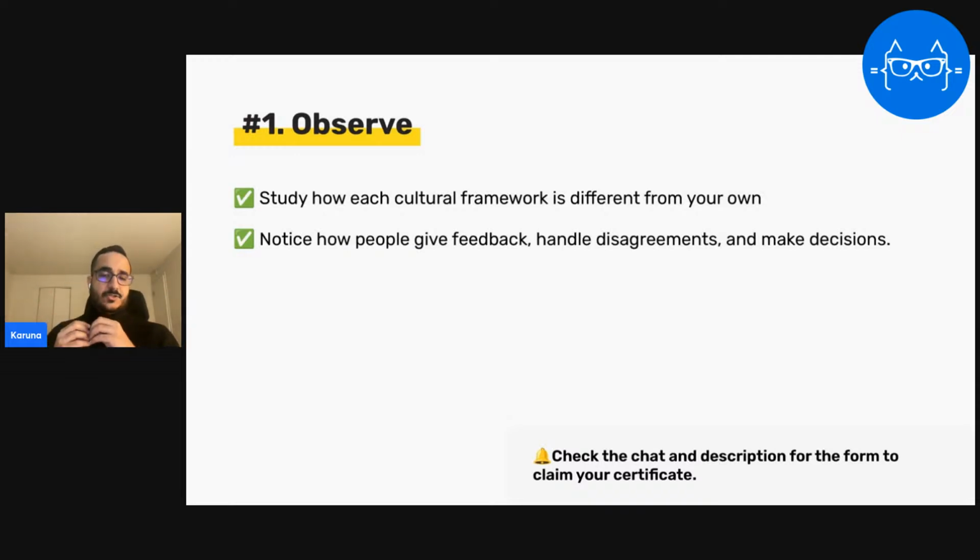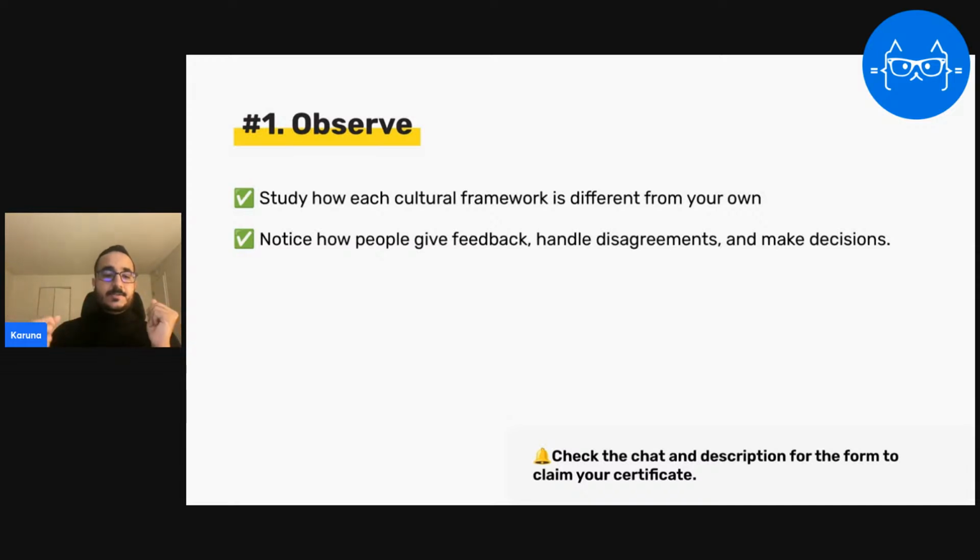Study how each cultural framework is different from your own. And I don't mean study in the sense of like, get a book and start reading and making notes, although that might help you, but think of different situations that you've been in, right, with people from different cultures and how they acted in certain scenarios. And very quickly, you will start to see patterns, right?